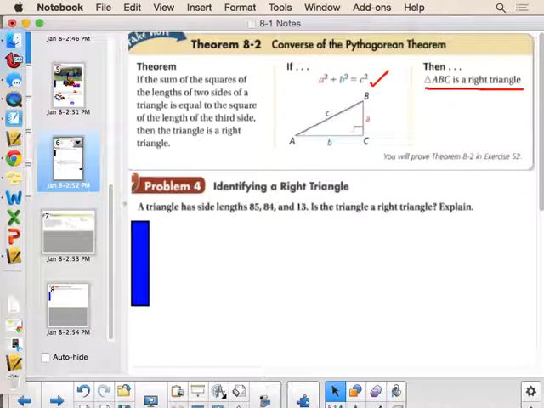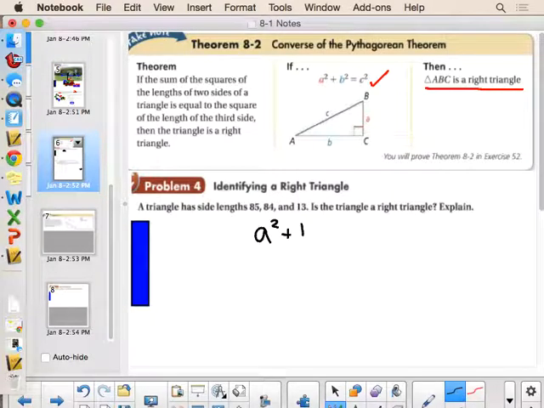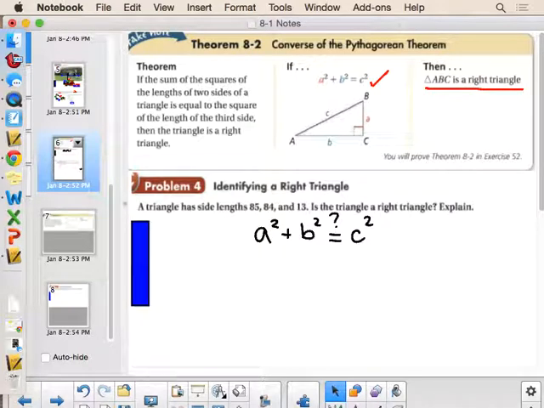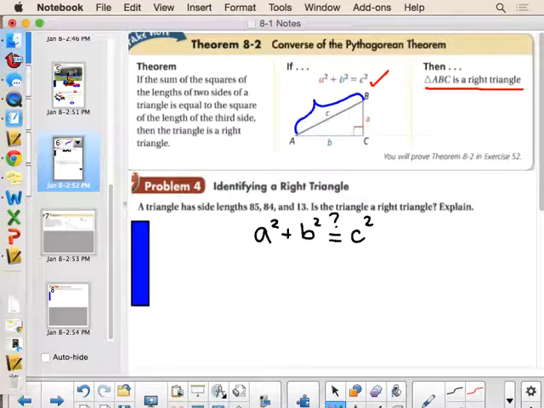Is the triangle a right triangle? Explain. So what I'm questioning is whether or not a squared plus b squared indeed equals c squared. So that's my proper notation. I need to figure out which side length goes for which variable. Please remember, the hypotenuse of a right triangle will always be the largest side of the triangle. Therefore, my hypotenuse will be 85.